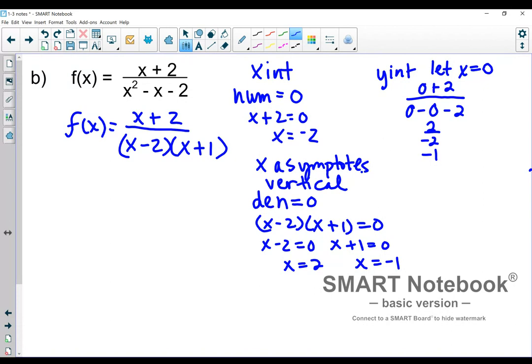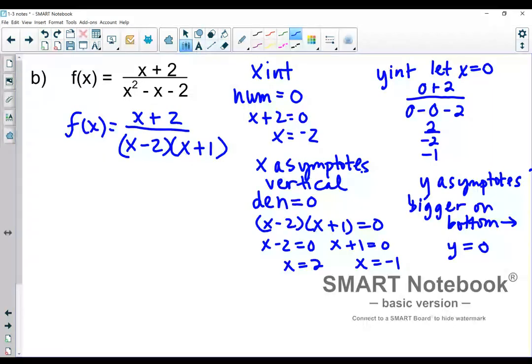So now I need to worry about my y asymptotes, or my horizontal. And for those, I'm always looking at what degree I have in the numerator and denominator. So I have a bigger degree on the bottom. My denominator is squared and my numerator is just linear. So because it's bigger on the bottom, I know that it will be automatically y equals 0. So now that we have all this information, we're going to put it together.